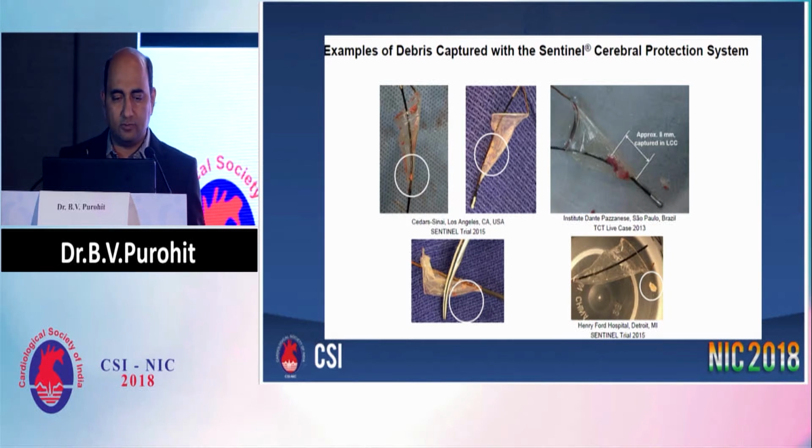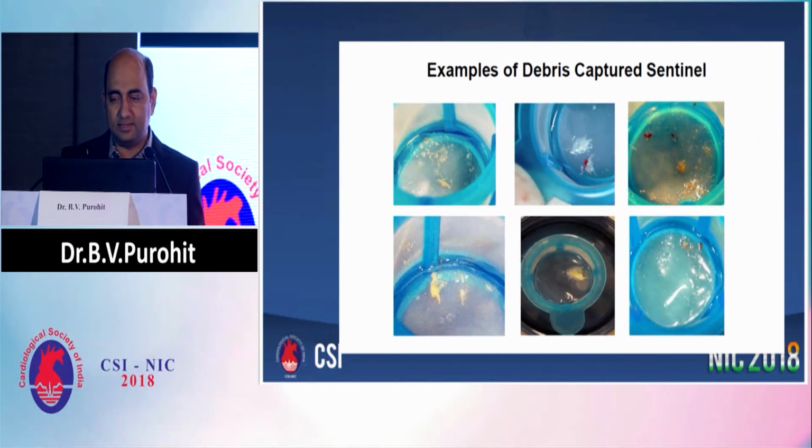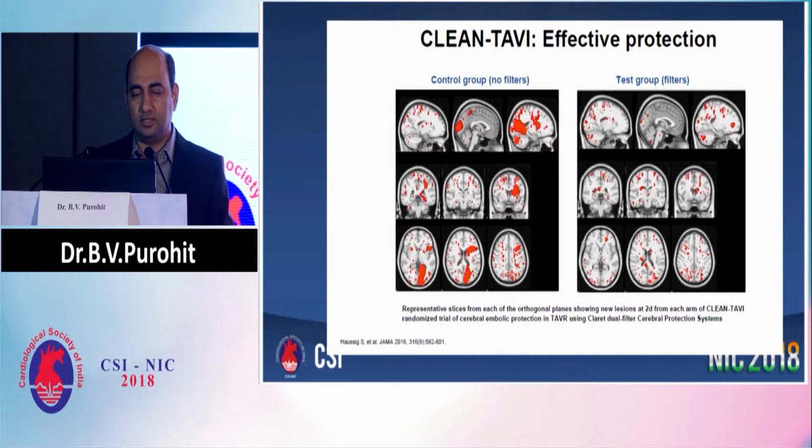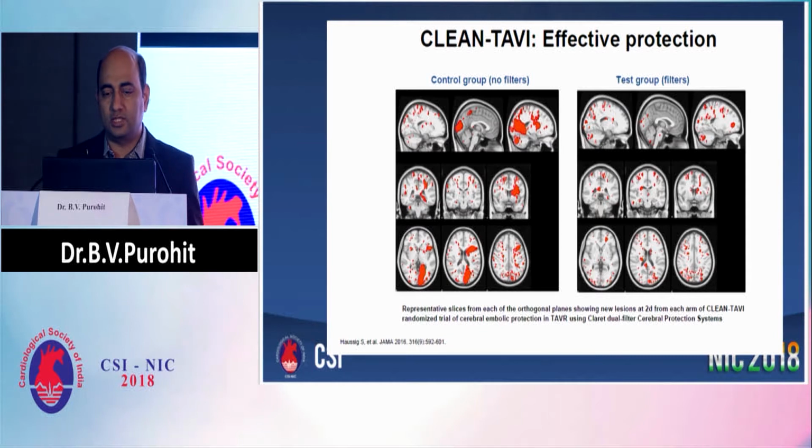And you can see what materials are captured. In the Sentinel trial, they said that in almost 99% of people who were put on the filter, the device captured something. So that shows how important the device is. And these are the devices, and these are the MRI images. On the left side you can see the control group, where there is no filter. The volume and the lesion numbers are quite high on the left side, and in the protected group, you can see the volume is quite less, and the number of lesions is also less.